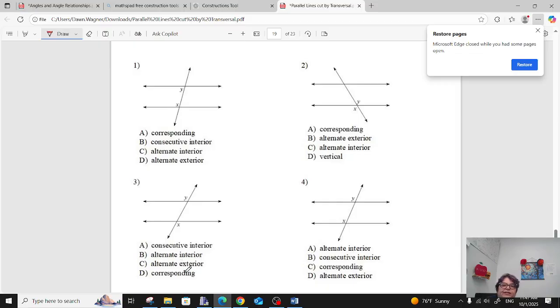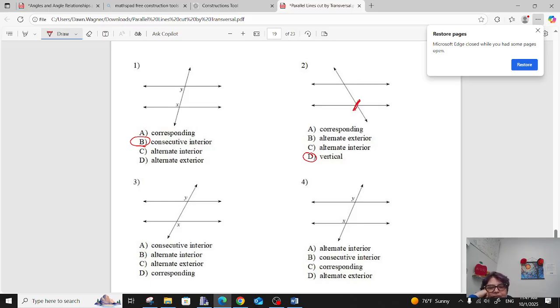Let's do these together because this is where you're struggling. I think you guys have the math down. It's the naming that you don't have down. So what is this one? Is it corresponding, consecutive, alternate interior, alternate exterior? It's consecutive interior. They're not alternate. Alternate would be up and down. This one's consecutive interior. What about this one? These are vertical. Because vertical angles are opposite of each other, right?